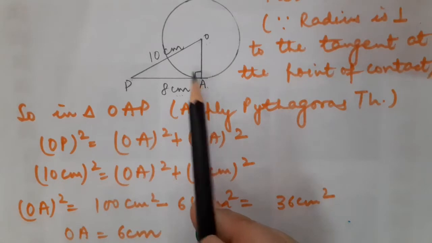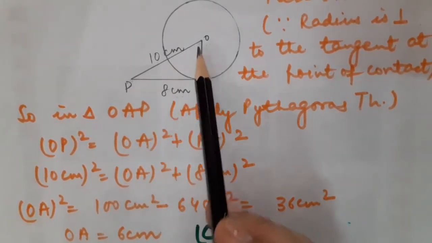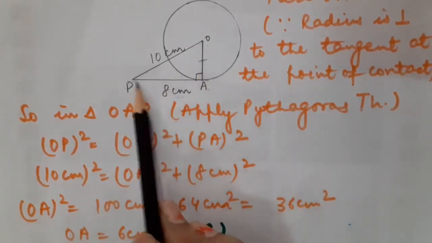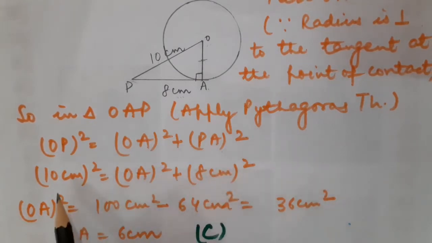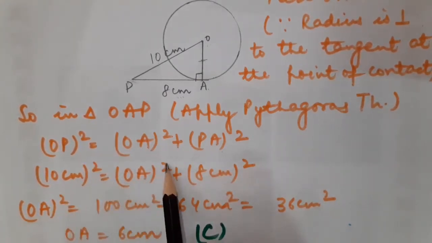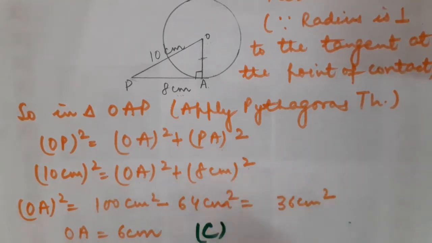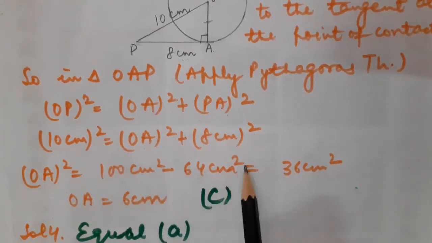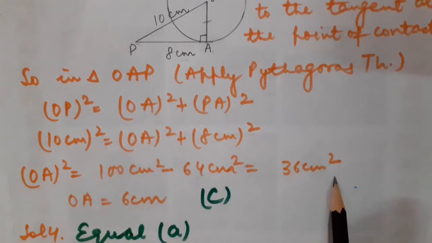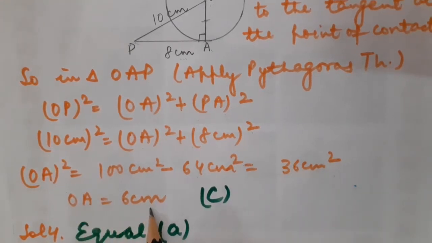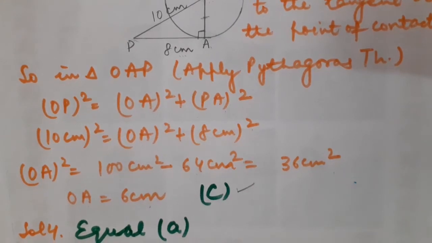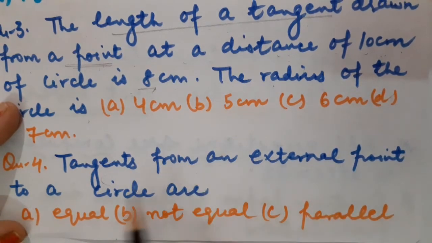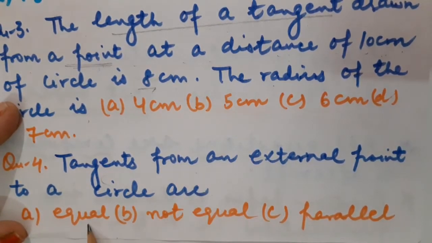The side which is opposite of 90 degree is the hypotenuse. It means OP square is equal to OA square, that is perpendicular square, plus PA square, that is base square. So 10 centimeter whole square is equal to OA square plus 8 centimeter square. So OA square is equal to 100 centimeter square minus 64 centimeter square, that is 36 centimeter square. So OA is 6 centimeter. It means C is the right option. Correct, children?